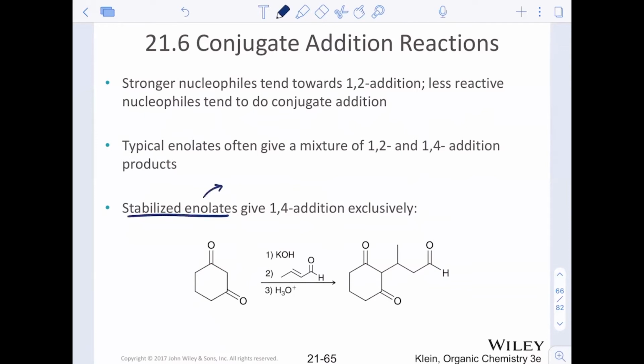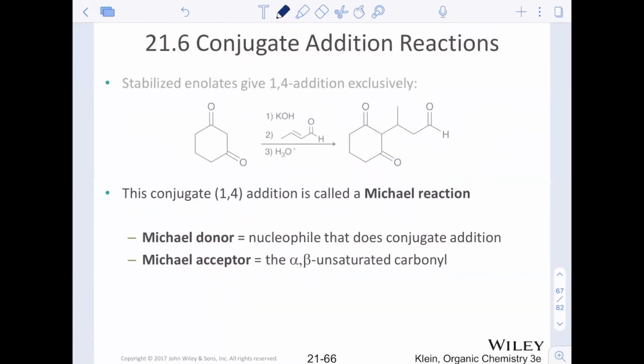Stabilized enolates come from our dicarbonyl enolates. Those enolates that have 2 carbonyls at the alpha or at the beta position, right? If this is our home plate for our first carbonyl that we're talking about, here's alpha, it has some hydrogens, beta is another carbonyl. Those are the stabilized enolates that actually will help us exclusively do 1,4 addition to another alpha beta unsaturated carbonyl. This is called the Michael addition.